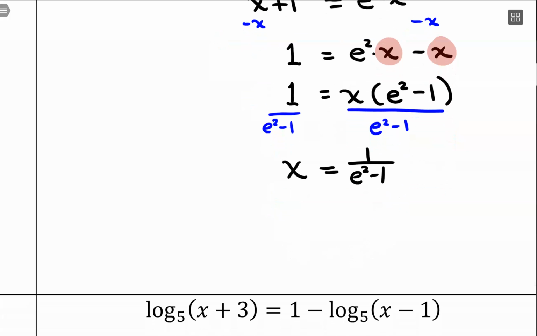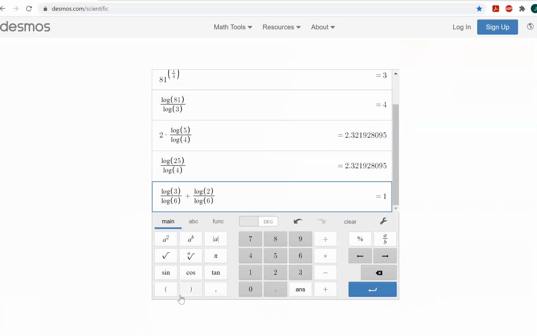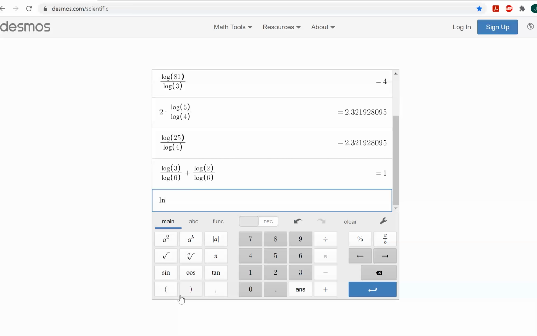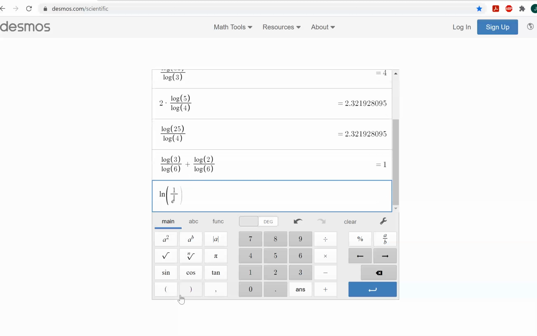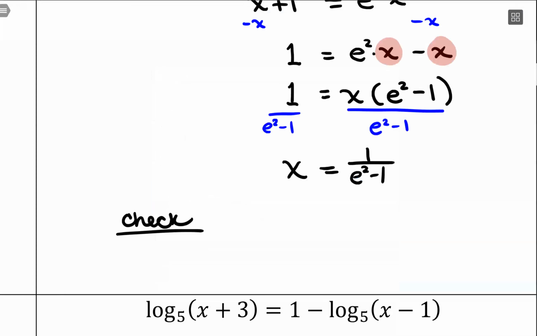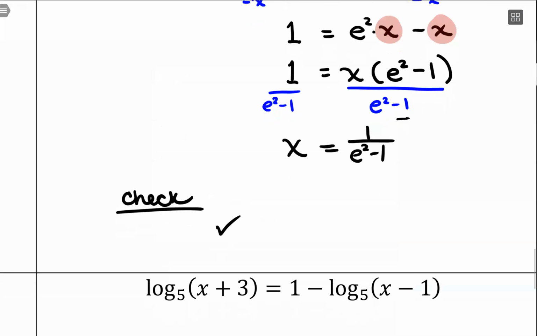And with that, we would want to check that out. I'm just going to go direct to the calculator with this one. So natural log of 1 over e squared minus 1, and then we have a plus 1 inside that first logarithm. And then we're subtracting the natural log of x, which is the 1 over e squared minus 1. So we get our answer of 2, so that all balances out. So it checks, and we have our solution.